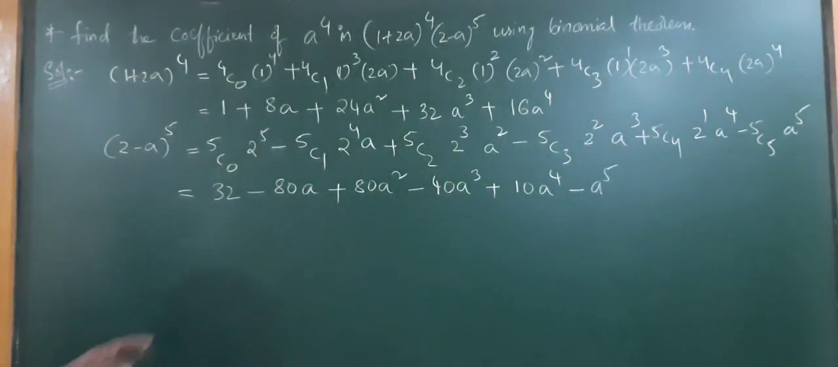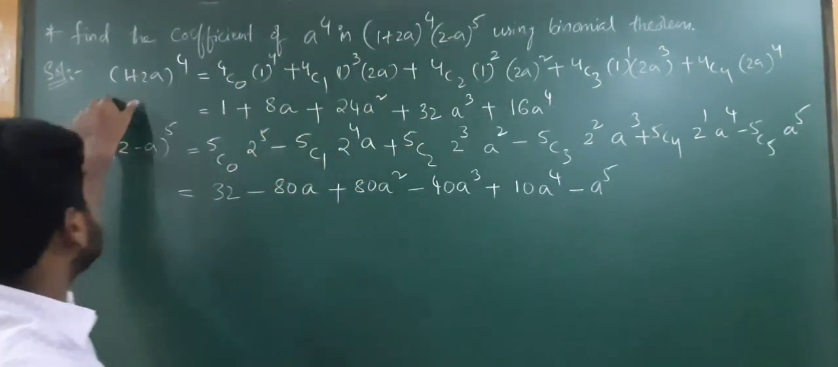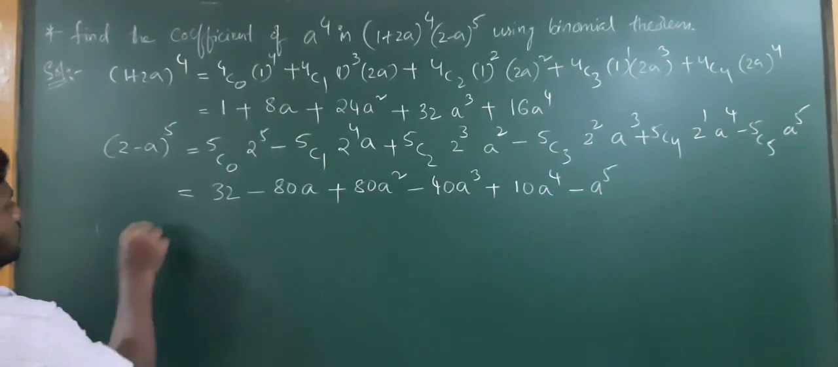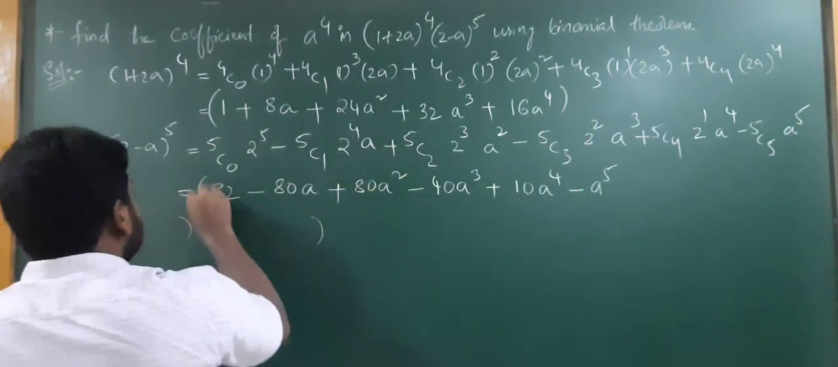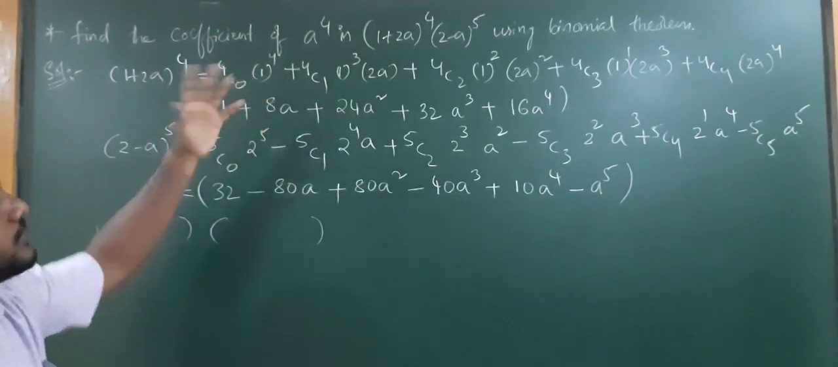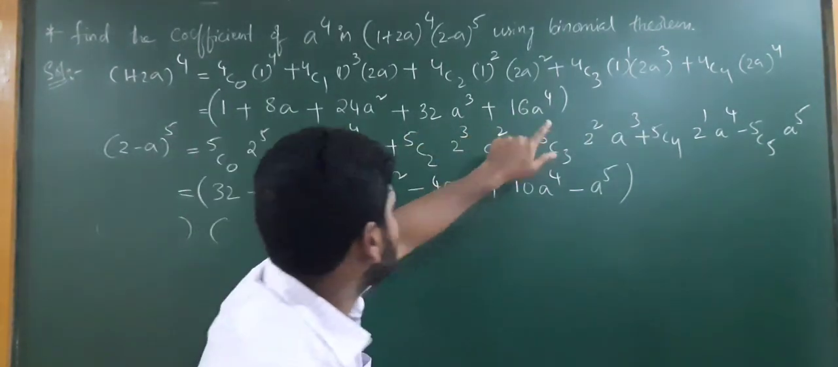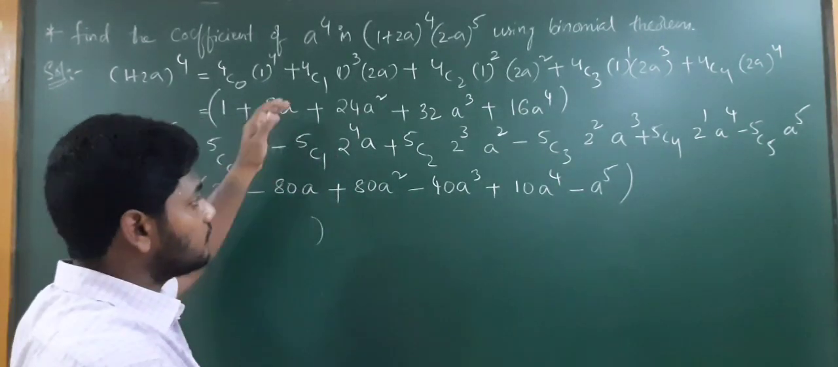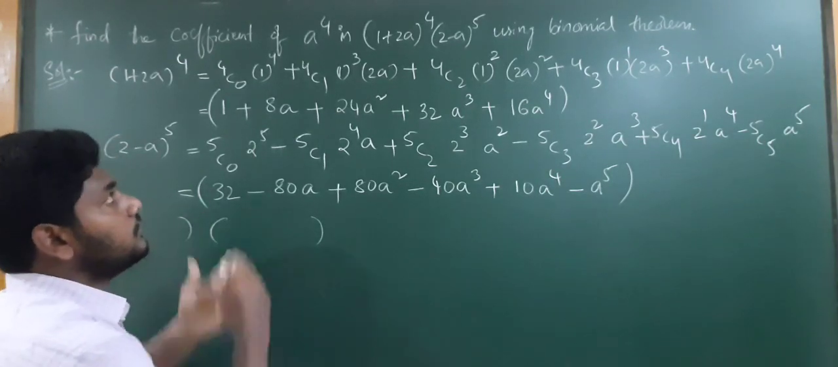Now they asked for the coefficient of a power 4 in the product of these two. So we got (1 + 2a) power 4 and also (2 − a) to the power of 5. If we multiply this one and this one, we will get some terms. In that terms, we need to take the coefficient of a to the power of 4. But if you observe here, 1, 2, 3, 4, 5, 5 terms are there here. Here 1, 2, 3, 4, 5, 6 terms are there. That 5 into 6 terms we need to do. We will get so many number of terms. In that we need to take a power 4.